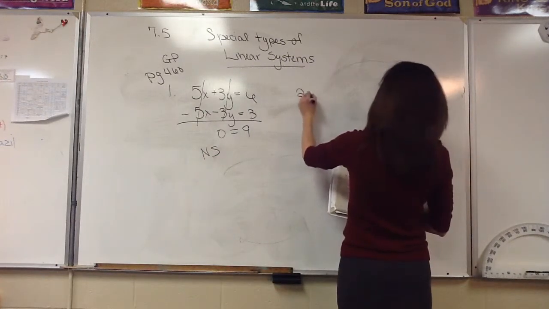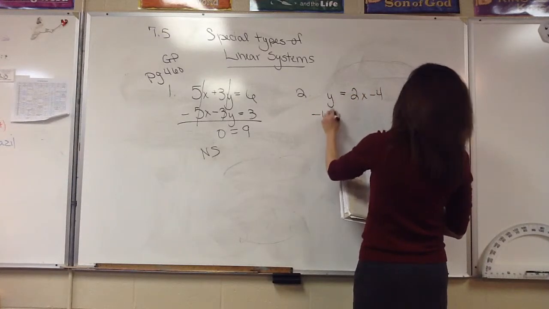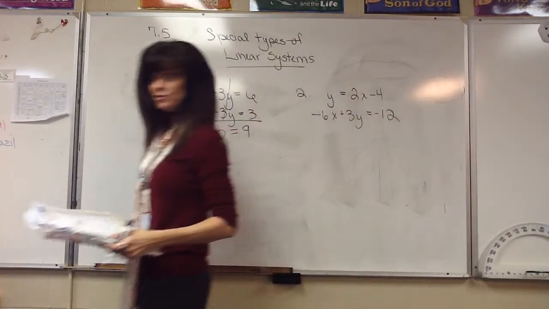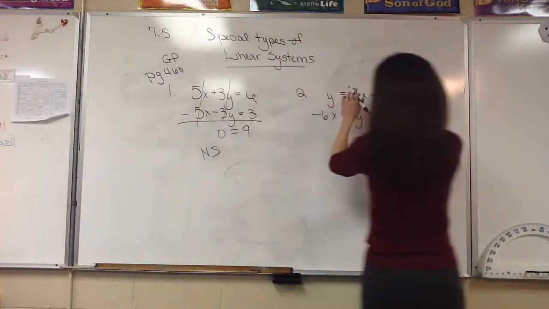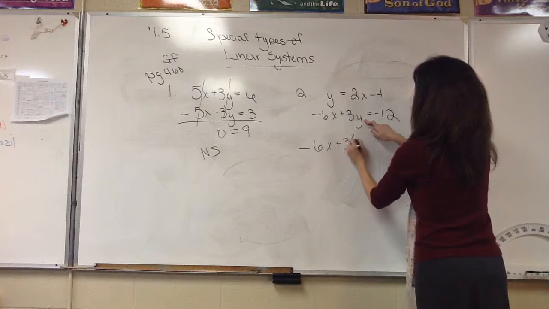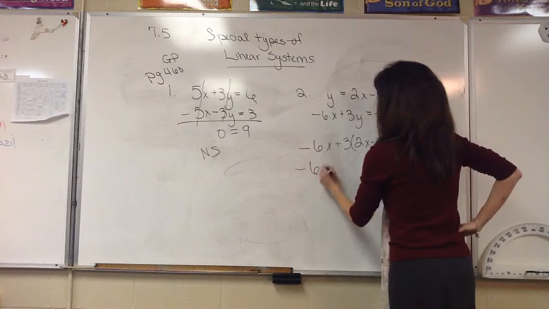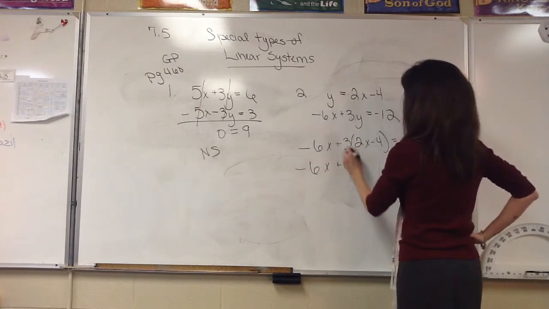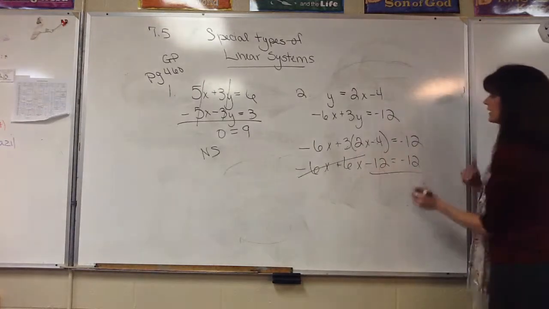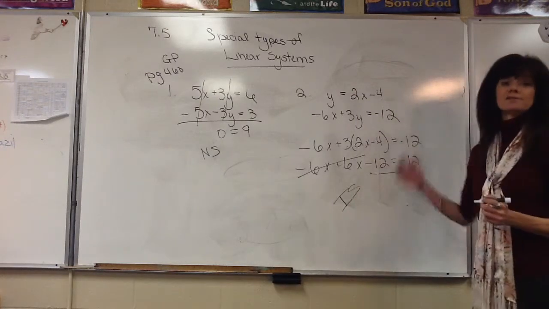Now for number 2, we have y is equal to 2x minus 4, and negative 6x plus 3y equals negative 12. Now here I'm going to use substitution. We're going to take this and fill it in for the y value here. Negative 6x plus 3 times 2x minus 4 equals negative 12. That would be 6x, negative 12, negative 12. The 6x cancels and we get negative 12 equals negative 12. Infinite solutions. Yes, so that'll work too.